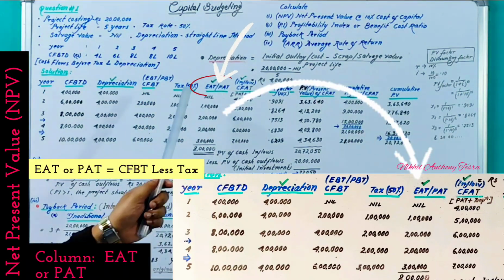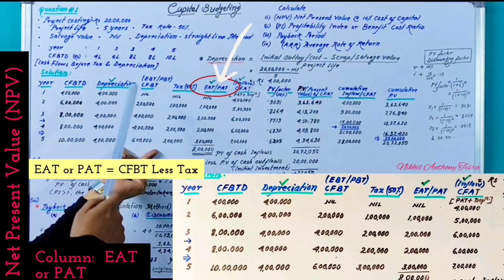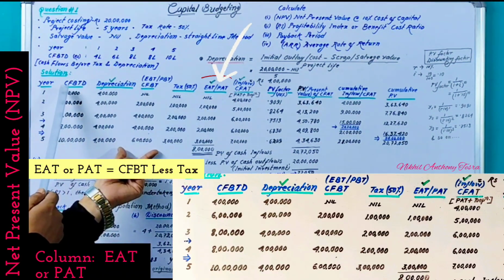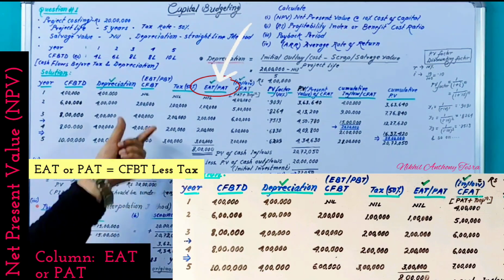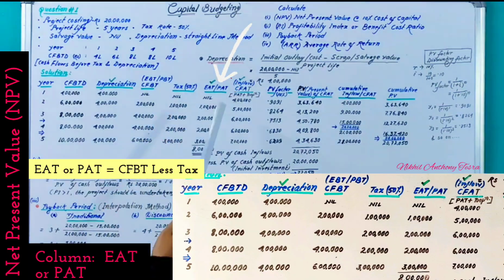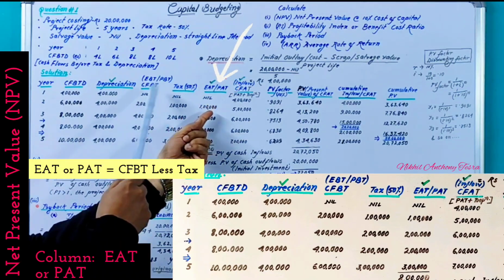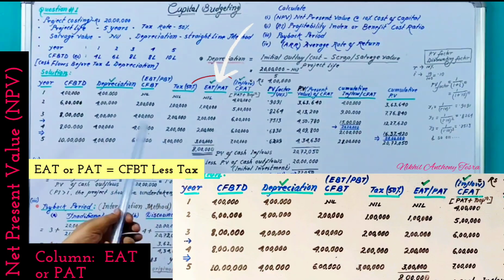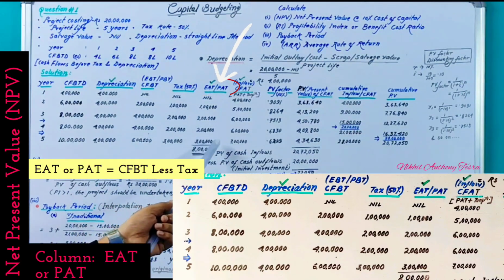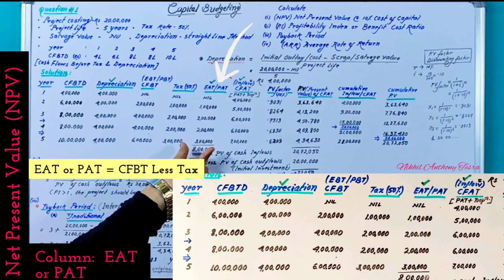Now we need to calculate earning after tax. This column is cash flows before tax. We have calculated this column from cash flows before tax and depreciation minus depreciation. From this column we will deduct tax, and we will get earning after tax or profit after tax. So nil minus nil would be nil. 2 lakhs minus 1 is 1. 4 lakhs minus 2 lakhs is 2 lakhs. 4 lakhs minus 2 lakhs is 2 lakhs. 6 lakhs minus 3 is 3 lakhs. So we have calculated earning after tax or profit after tax.